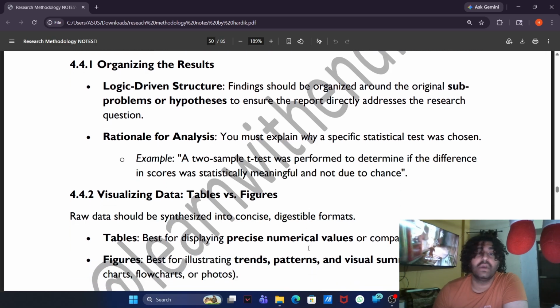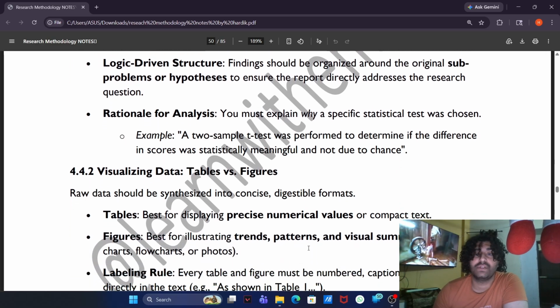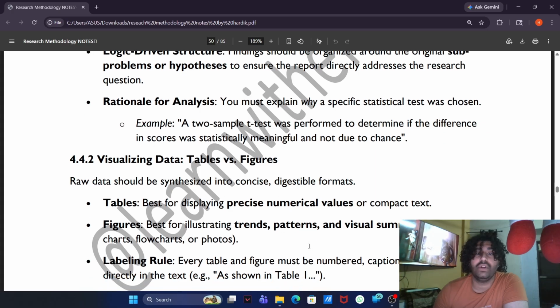Rationale for analysis. You must explain why a specific statistical test was chosen. Example, a two sample t-test was performed to determine if the difference in scores was statistically meaningful or not due to chance.